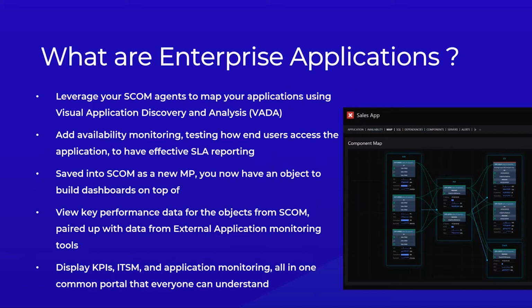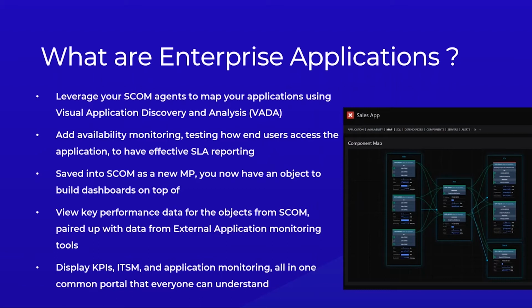And then on top of that, you can add availability monitoring for your application. You can do this in the form of simple URL tests, TCP port checks, a custom PowerShell script, or you can go ahead and use any existing availability monitoring that you already have configured in SCOM. Enterprise applications are then saved into SCOM as a new management pack, providing you with an object you can build dashboards with.